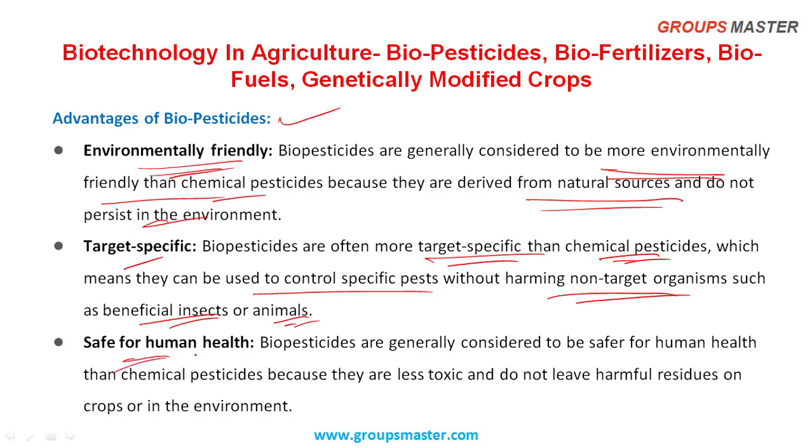Next advantage, safe for human health. Biopesticides are generally considered to be safer for human health than chemical pesticides because they are less toxic and do not leave harmful residues on crops or in the environment.